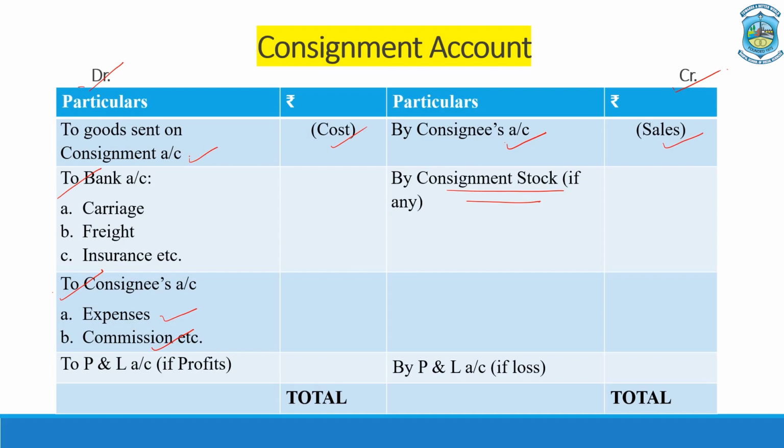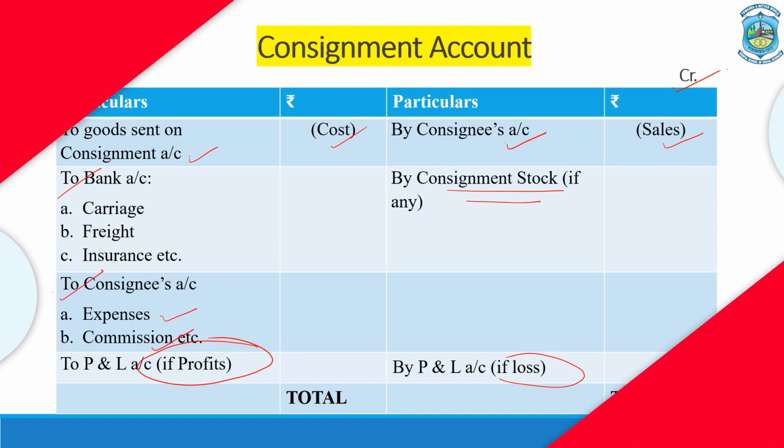And again, the objective of the consignment account is to find out whether there is profit or there is loss for the consignor. So if the credit side is greater than the debit side, definitely the consignor is going to have the profits, and the profits will be transferred to the profit and loss account. And if the debit side is greater than the credit side, the balancing figure will come in the form of loss, and this loss will be transferred to the profit and loss account. So this is the journal format for the consignment account that actually needs to be followed.